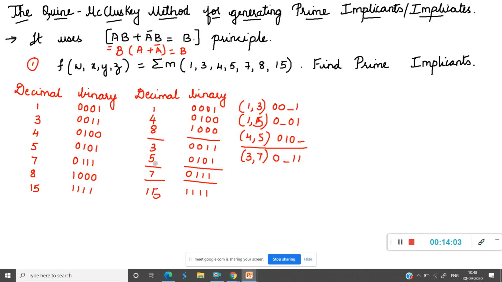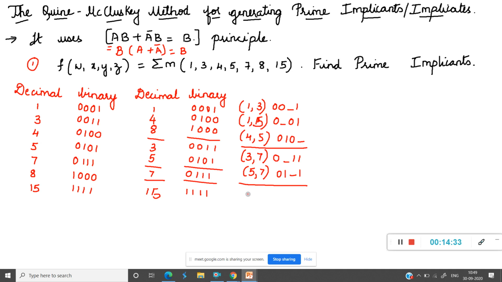Students, can we compare 5 with 7? Now 3 with 7 is over. Next 5 with 7. Can we compare? Yes, only third bit difference is there. Okay, so we can compare 5 with 7. So here, what should I write students? Here 0 1 dash 1. Okay, so 3 and 7 is over, 5 and 7 is over. Okay, second with third comparing is over.